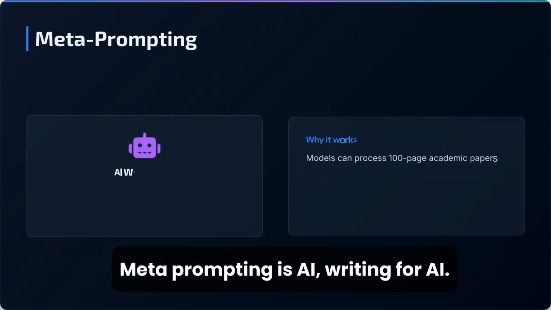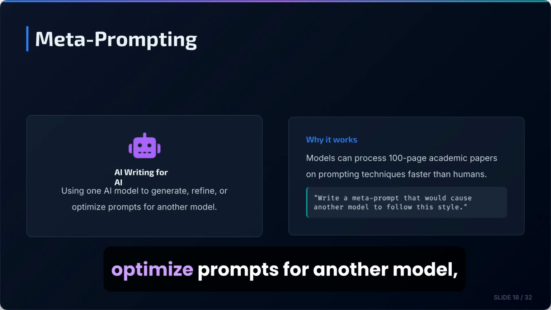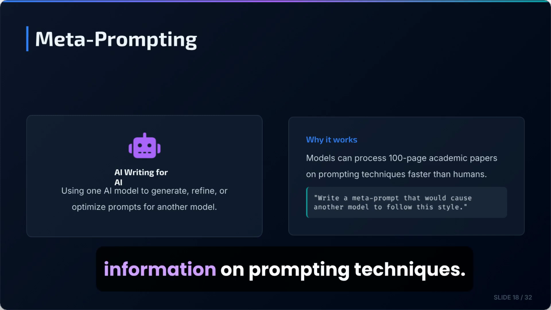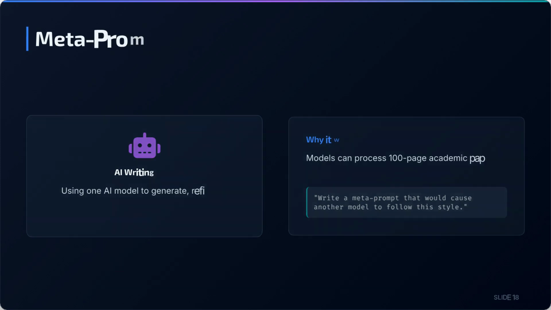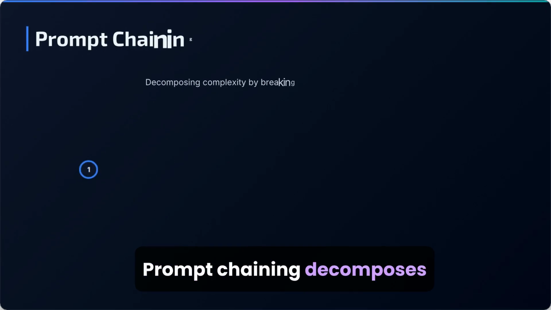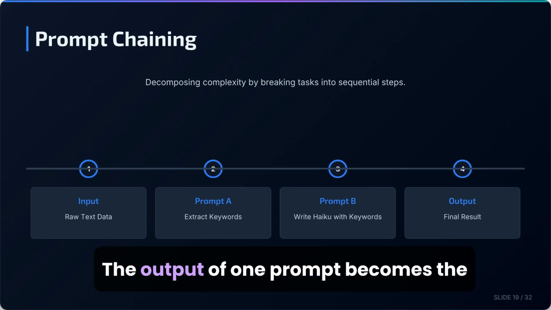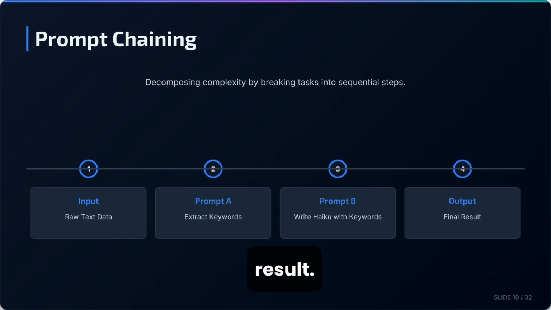Metaprompting is AI writing for AI. You use one model to generate, refine, or optimize prompts for another model, leveraging the AI's ability to process vast information on prompting techniques. Prompt chaining decomposes complexity by breaking down tasks into sequential steps. The output of one prompt becomes the input for the next, moving toward a final result.